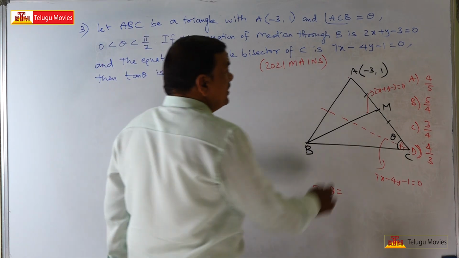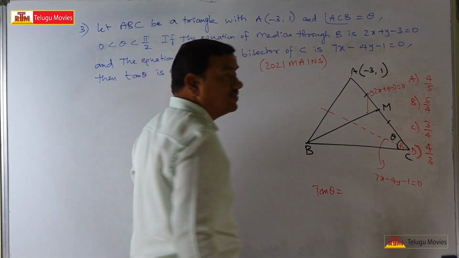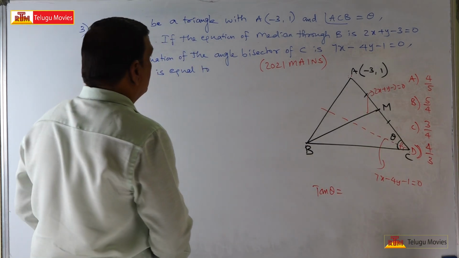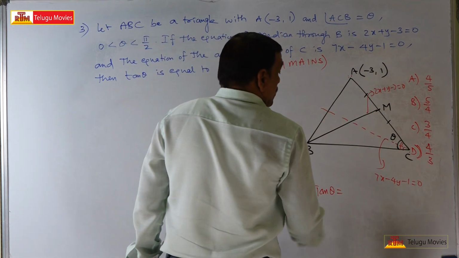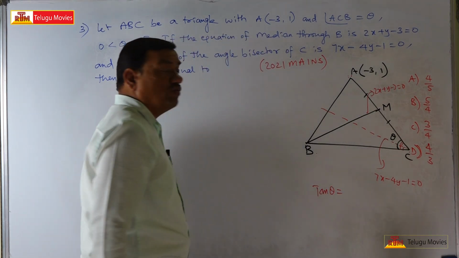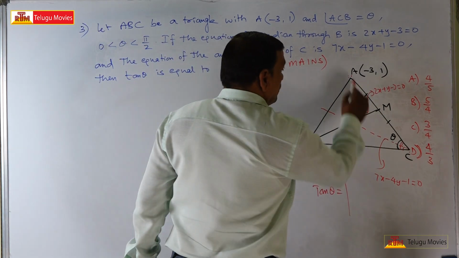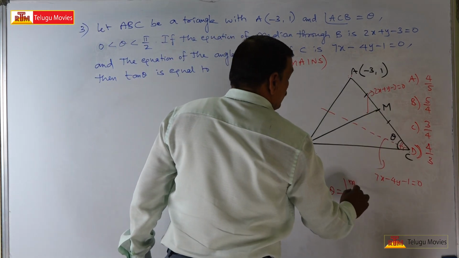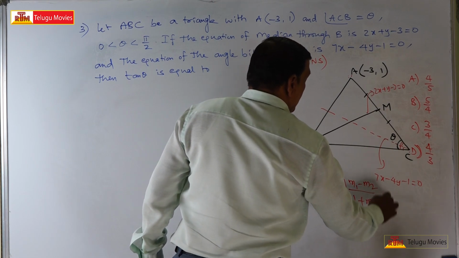So then how to find out slope of AC? We know A, we don't know the coordinates of C. Coordinates of C is nowhere given, right? And we don't know the coordinates of B also. So how to find out these coordinates? If you know those coordinates, we can find out the slope of AC, let it be M1. So we can use the formula M1 minus M2 by 1 plus M1 into M2.